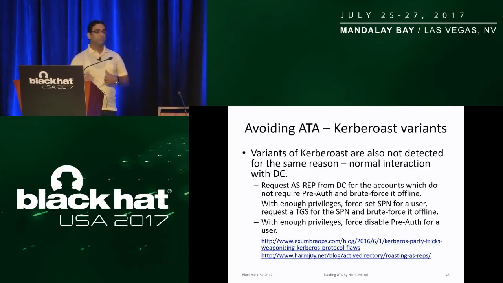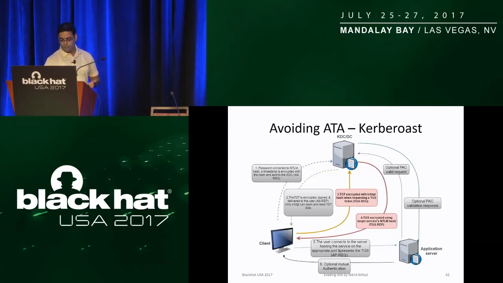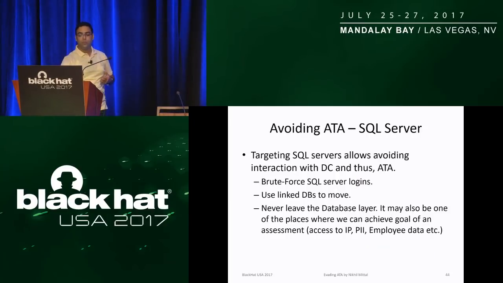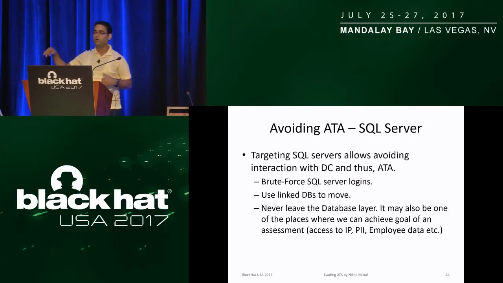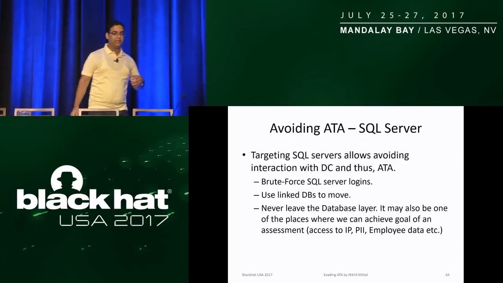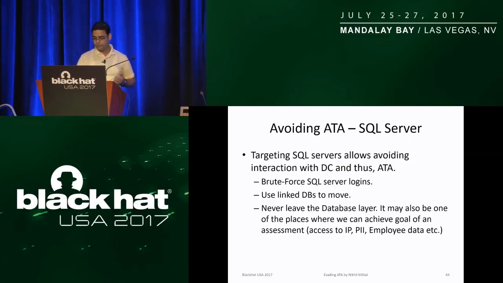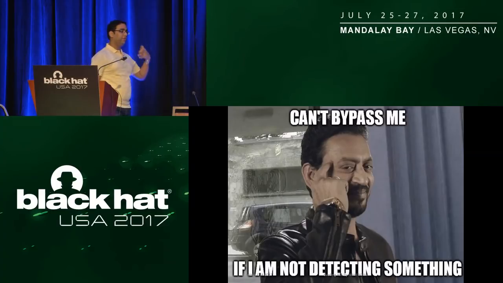Variants of Kerberos attacks: you request, save the AS-REP to the disk, brute force it offline, no detection. Force set an SPN on a user, request a TGS, save it to the disk, brute force offline, no detection. Why? Because we are not even talking to the domain controller, or if there is any talking, it's just requesting a Kerberos ticket. SQL servers: attack a SQL server, move across the database layer, and ATA is not even designed to catch these sort of attacks. So, of course, no detection.